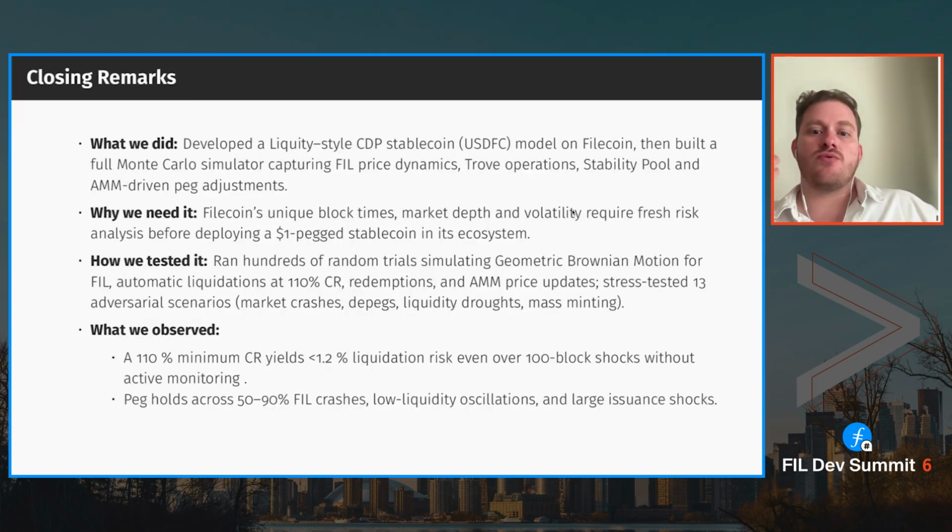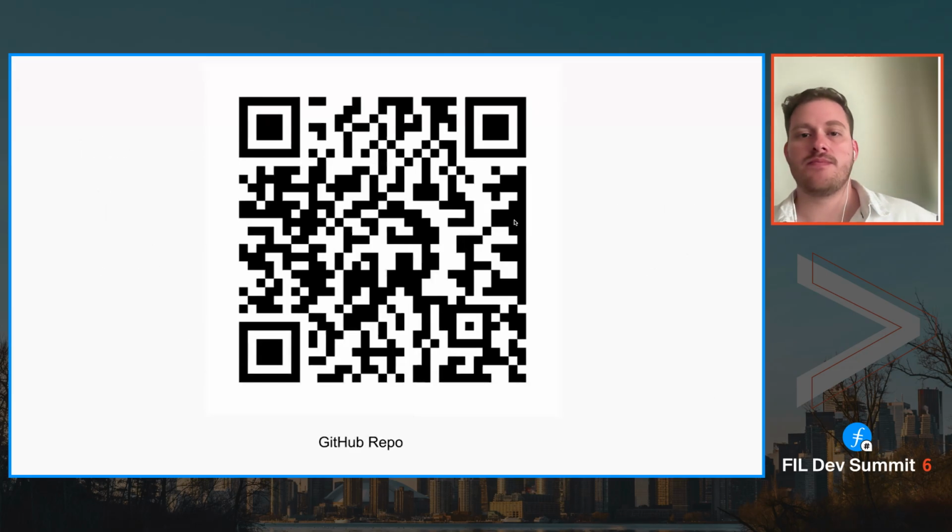How did we test it? We ran hundreds of thousands of simulations on different market conditions. We created this whole methodology that you can play with to test even other market conditions, and in all of them we saw that the protocol acts as intended. And we observed that the peg holds extremely well under the simulated scenarios, and that the 110% collateralization rate is sufficiently good for our purposes. And with that, I finish.